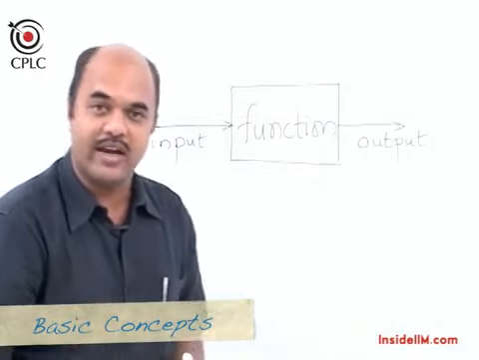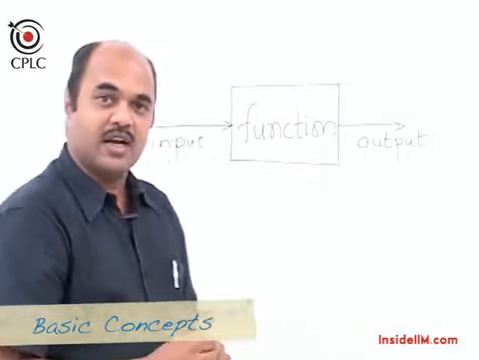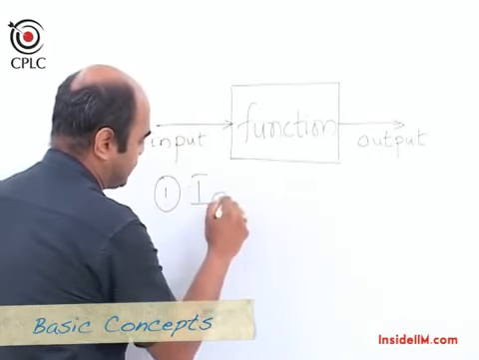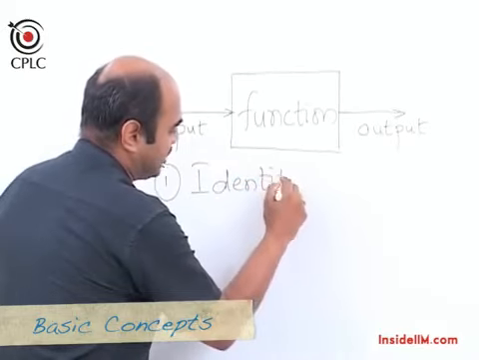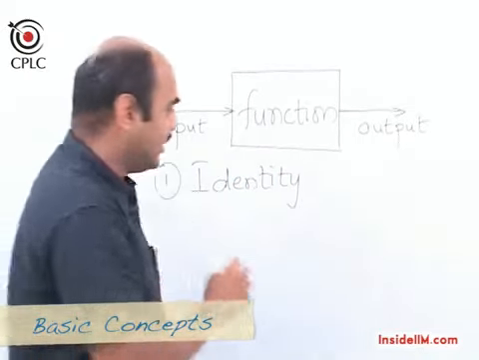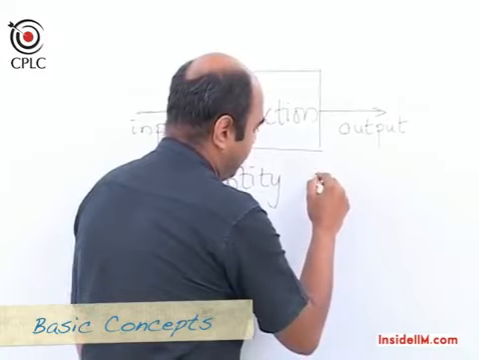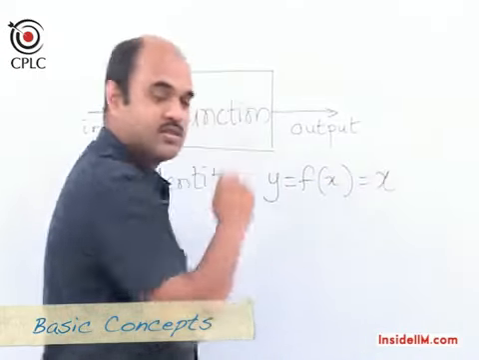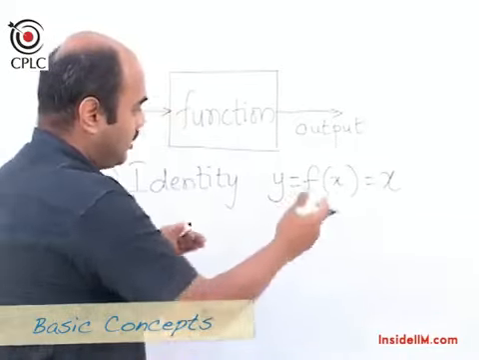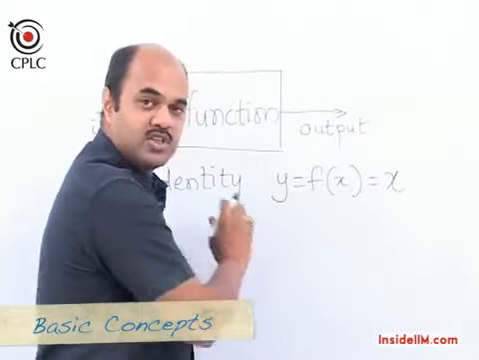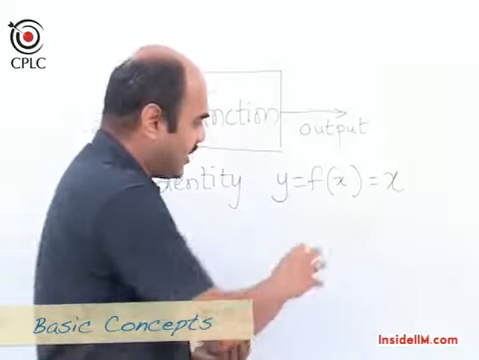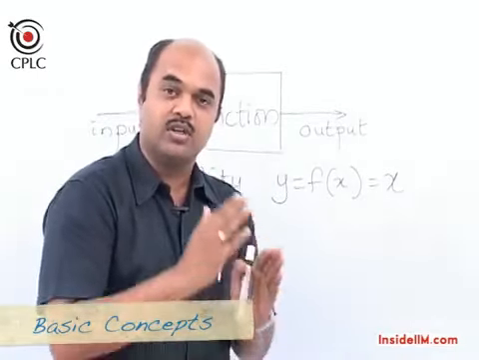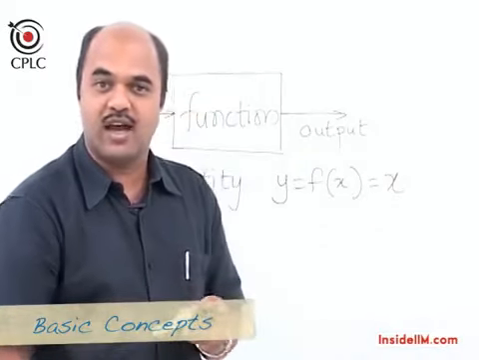So there could be different kinds of functions. Let's understand some very basic kinds of functions. So if I look at the first type, suppose I say identity function. The identity function basically means y as a function of x is equal to x. So what does this mean? The input is x, the output is y, and what the function here basically does is that whatever is the input, the same gets reproduced as the output.